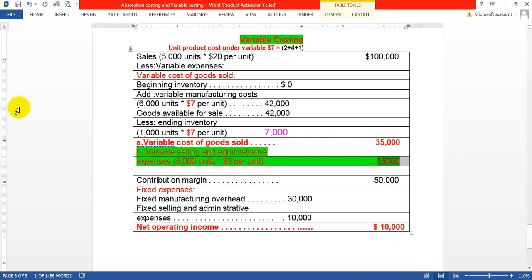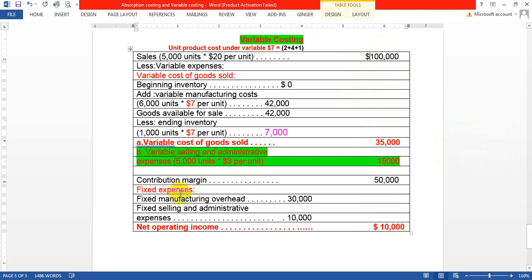So how do I prepare the contribution income statement? Sales minus all variable expenses. Sales minus these two variable expenses, the variable cost of goods sold and the variable selling and admin expense. What I get is the contribution margin. 1 lakh minus 35 minus 15 is equal to my contribution margin, which is $50,000. I have shown the dollar sign once, meaning all these values are in dollars.